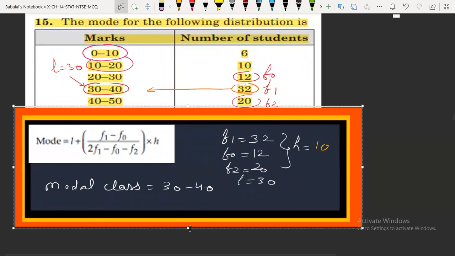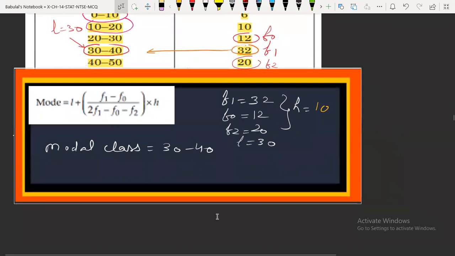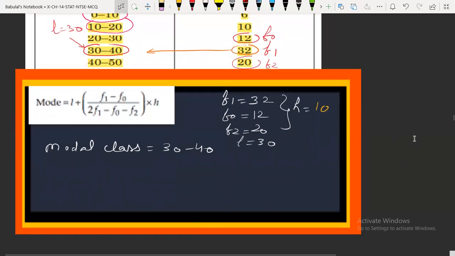Please learn this formula. This formula is very, very important. The mode of the given data is given by L plus bracket F1 minus F0 divided by twice of F1 minus F0 minus F2 into H. So please do it.